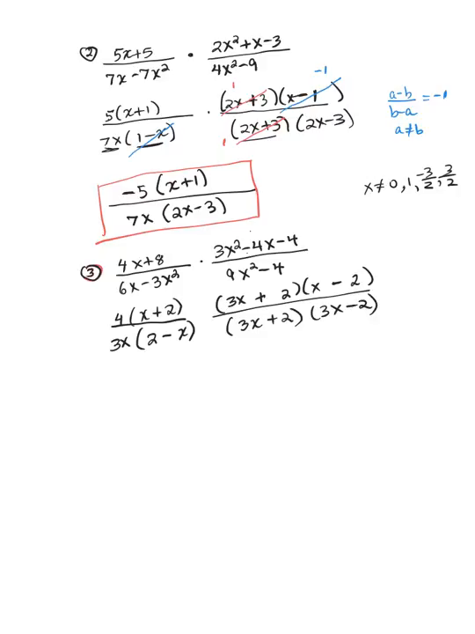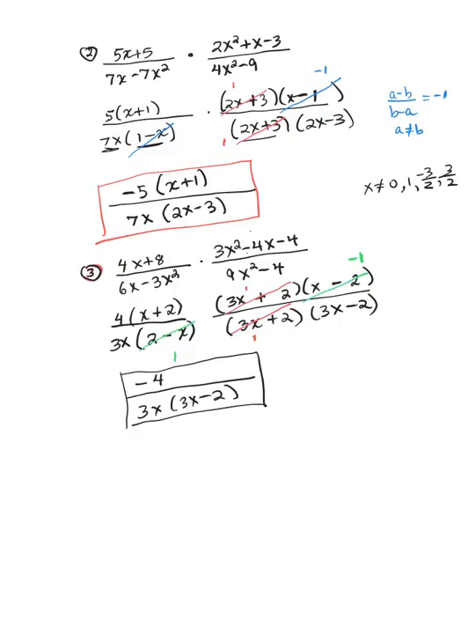And the other difference of two squares is just 3x plus 2 times 3x minus 2. And in a similar way, these divide through to a 1, and these divide through to a negative 1. So I'll put the negative 1 up here. And nothing else divides through. So the answer should be negative 4 over 3x times 3x minus 2. Let's just make an agreement that if we divide through a negative 1, we'll put the negative in the numerator. So this way our answers look alike.